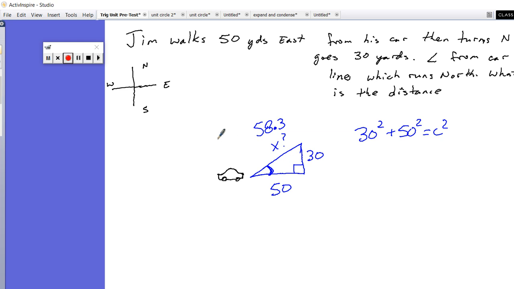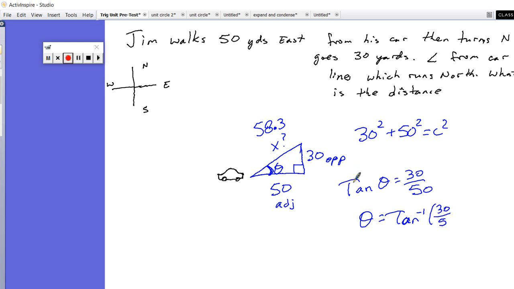Now to figure out the angle, this is the opposite side, this is the adjacent side. So I know that's tangent. So tangent of my angle equals 30 over 50. So to figure out what the angle is, that's the inverse tangent. You'll hear it also called arctangent when you're looking for an angle. So tangent inverse of 30 divided by 50.